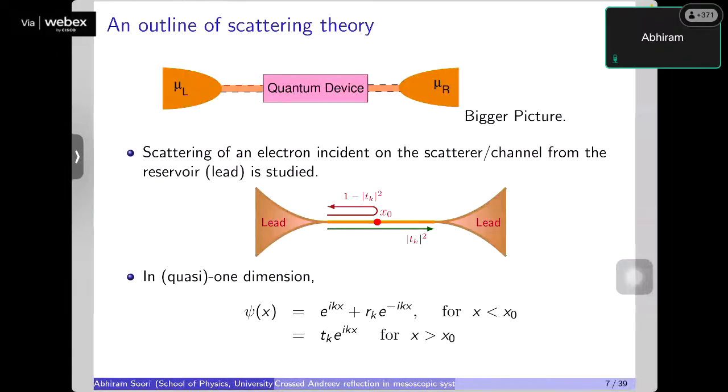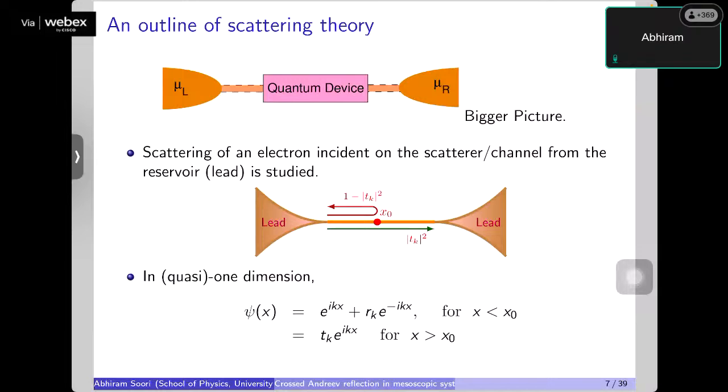Okay, so I'll give you an outline of scattering theory. This is very simple quantum mechanics. So you have a quantum device in the middle, and on the two sides you have two reservoirs, mu L and mu R. These are the chemical potentials on the two sides. So basically, you can send an electron from the left. There is some reflection probability and there's some transmission probability. So you can write the wave function like this.